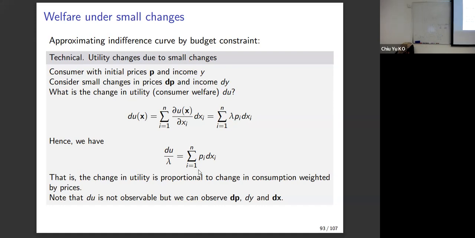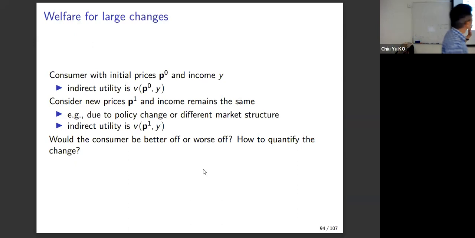What does that mean? If you try to change some prices for people, how does it affect their utility? It depends on the original price and how much they change their consumption. This is the way you usually estimate it, but as I said, this is technical. So we'll focus on the one for large changes, because we want to tell you the foundation for using consumer surplus.